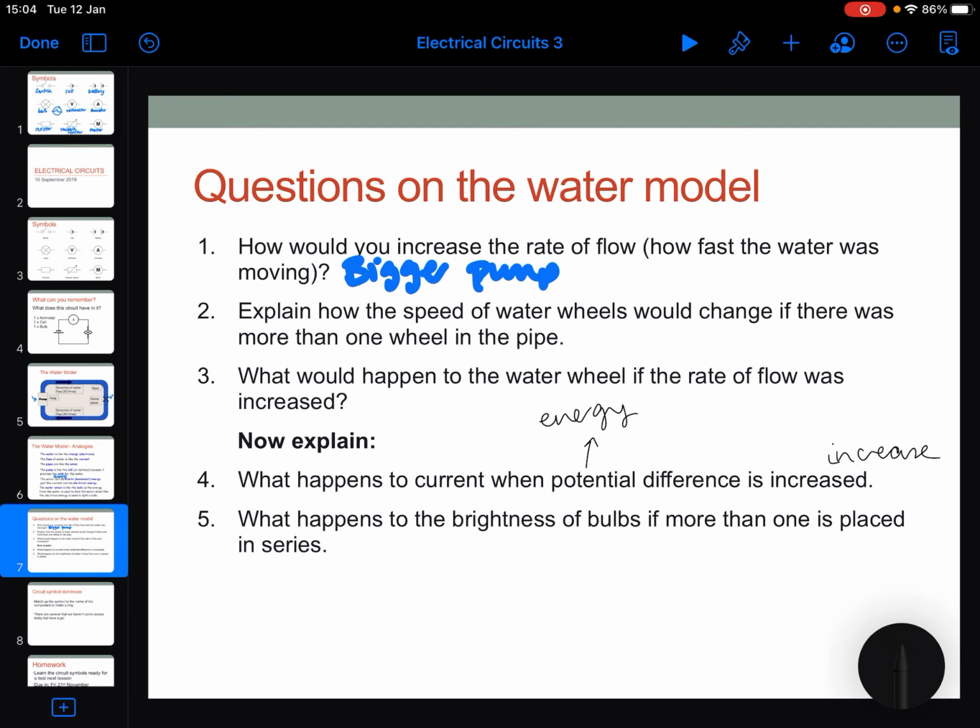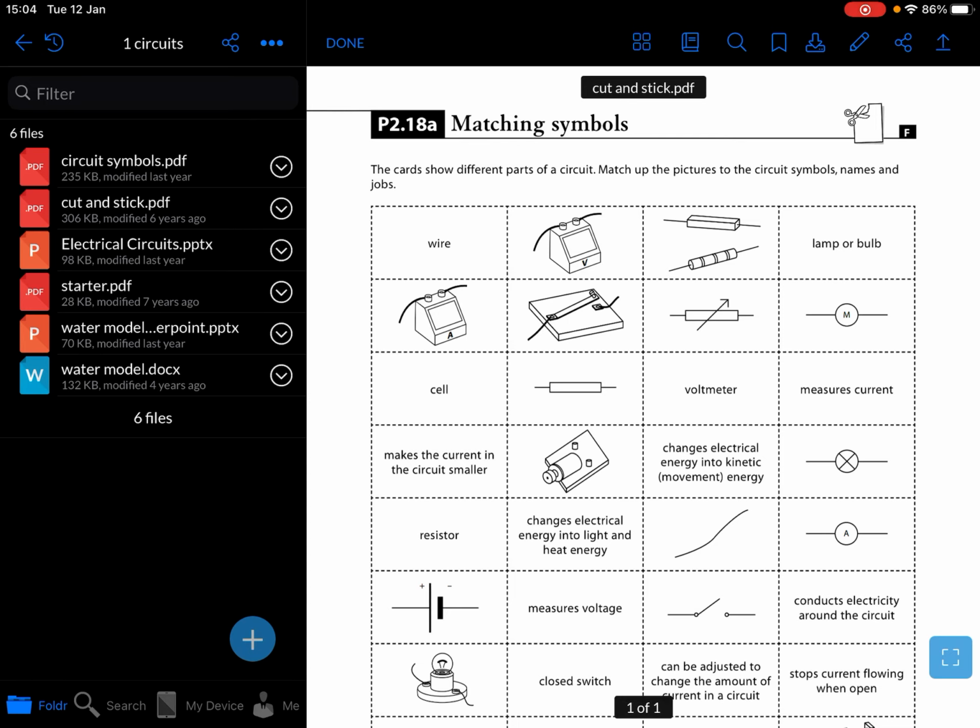We can discard that. Okay, so this is a worksheet. Now there are 4 different categories here.